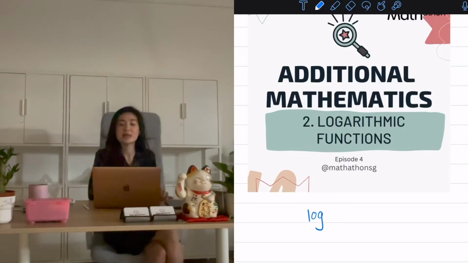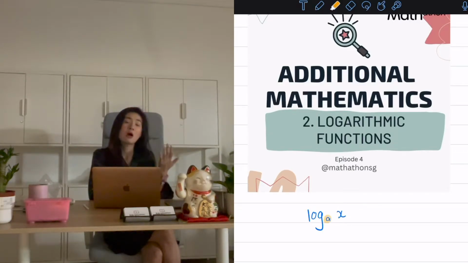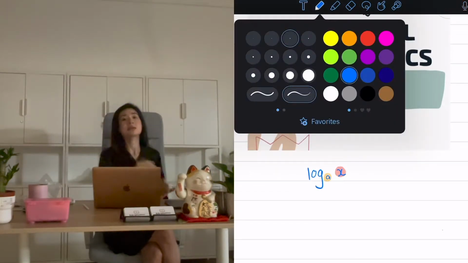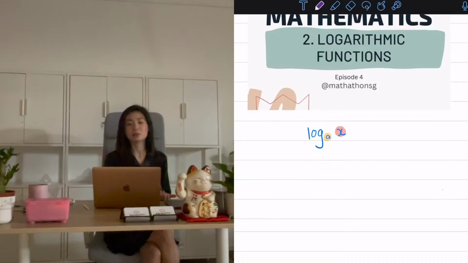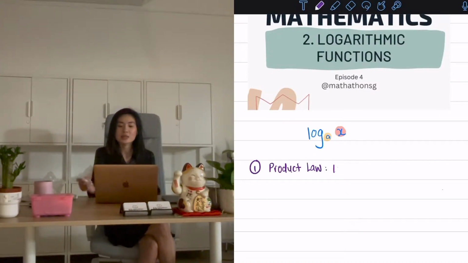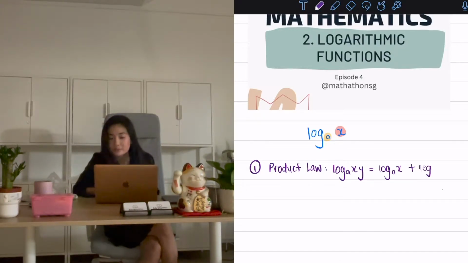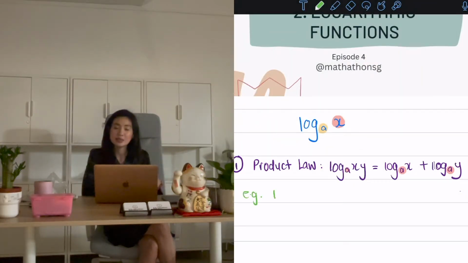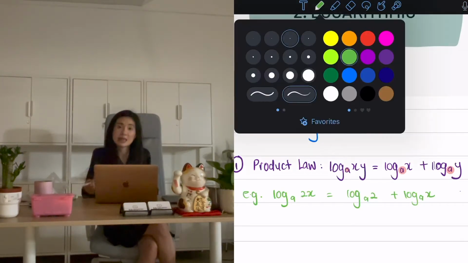Okay, you know that in a logarithmic function there is the base and the function itself. You got to recognize that. So basically, there are just a few rules that you got to remember. Number one, we have the product law. For instance, if we have log base a of xy, it will be equal to log a x plus log a y. Notice how it has to be in the same base.